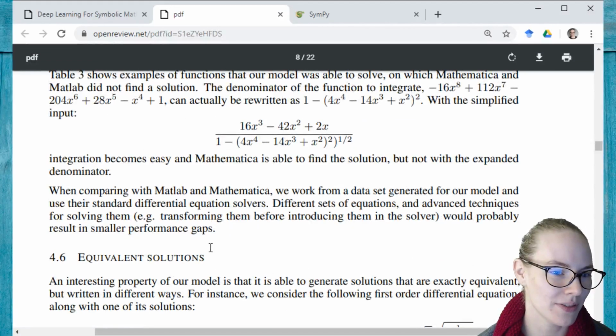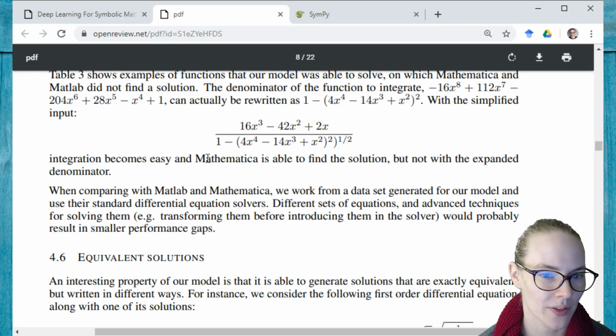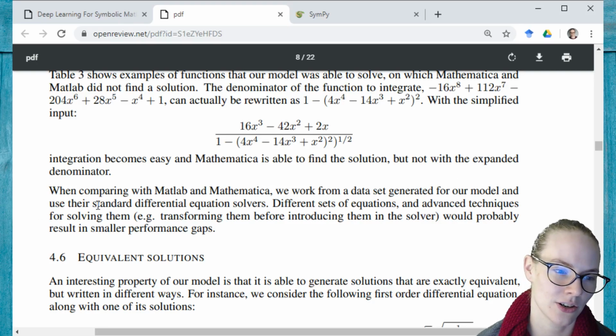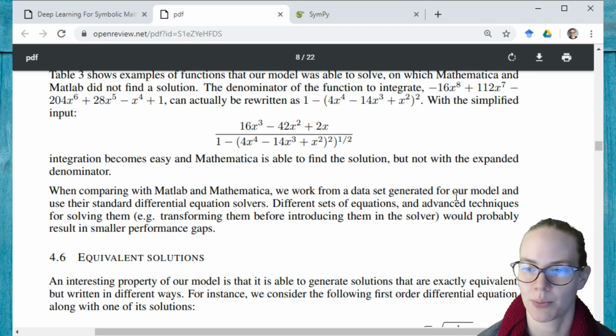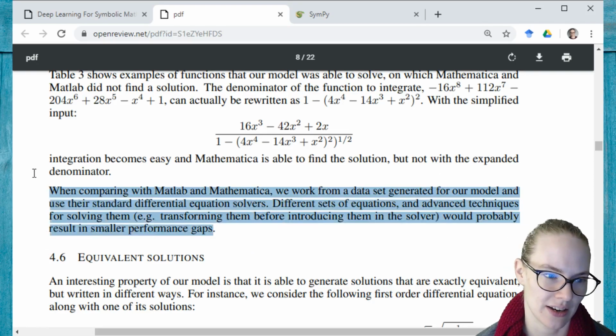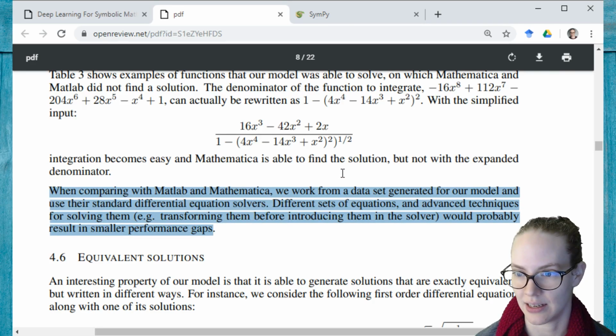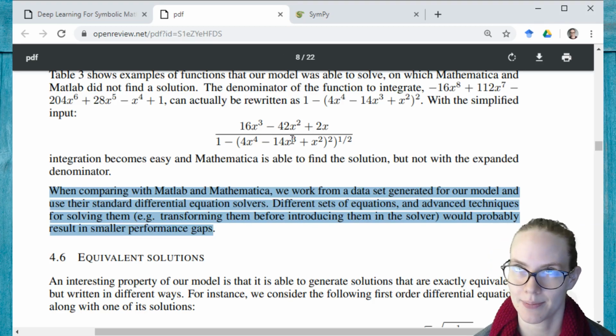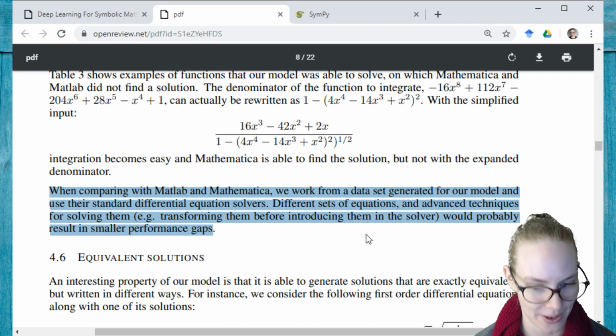All right. Equivalent solutions. Do we work on this one? No, we haven't. When comparing with MATLAB and Mathematica, we work from a data set generated from our model and use their standard differential equation solvers. Different sets of equations and advanced techniques for solving them, e.g. transforming them before introducing them into the solver, would probably result in a smaller performance gap. So they're suggesting that if they did some of the same data preprocessing that they did during training of their model, and then passed it to the solver, the Mathematica and the MATLAB solvers would probably do better.